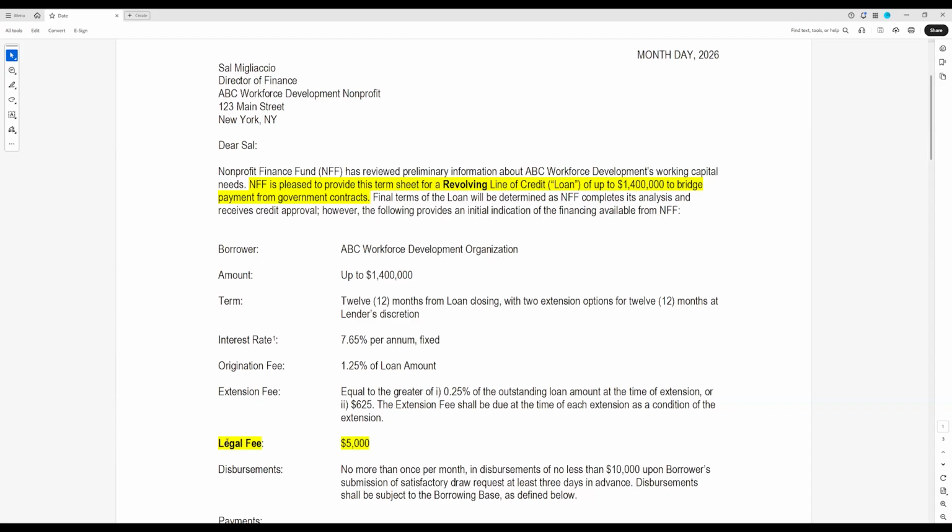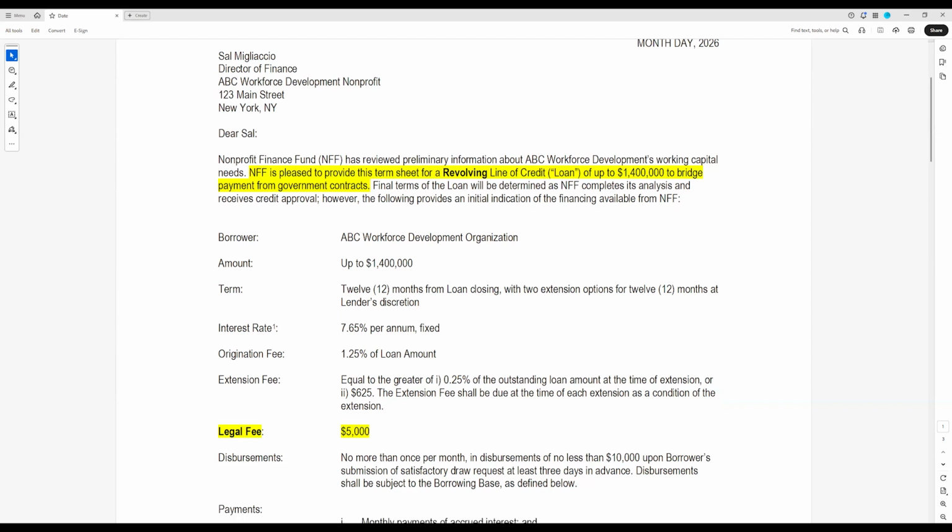So another thing I was curious about is this legal fee of $5,000, and just wondering if you can share what this covers. Right. So the legal fee covers NFF's in-house legal representation. This estimate is based on the complexity of the loan, so it could be more if we need to hire some external counsel. And one more thing, this is pretty important. We strongly encourage you to have your own lawyer to review the loan agreement and the other closing documents.